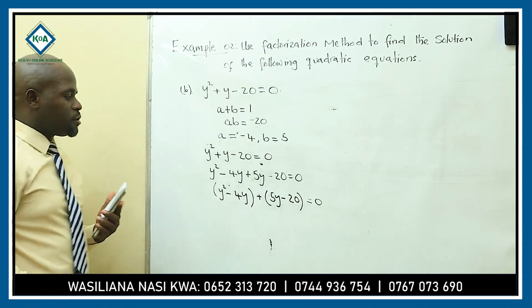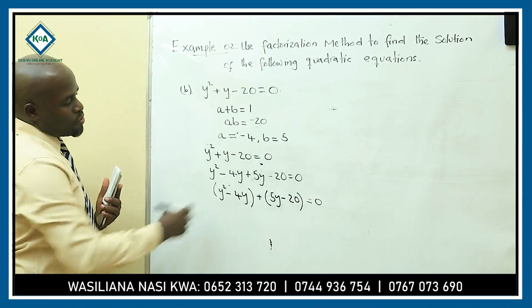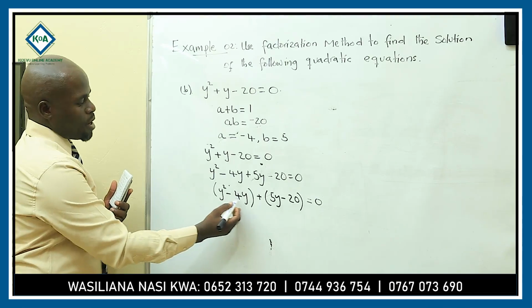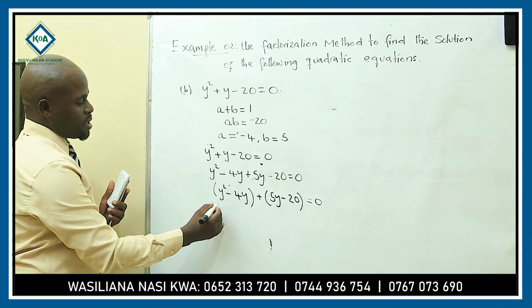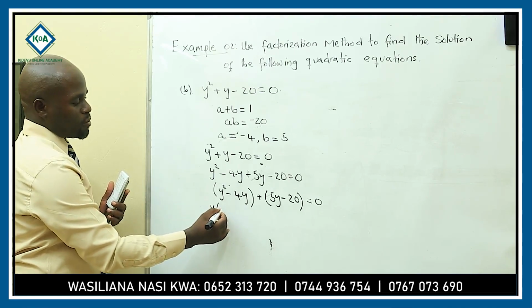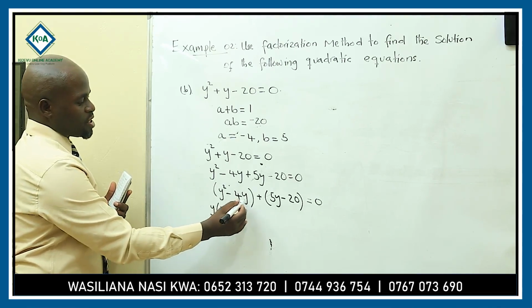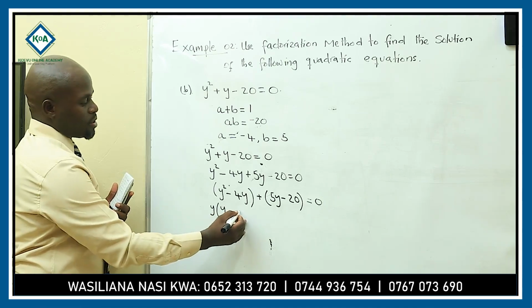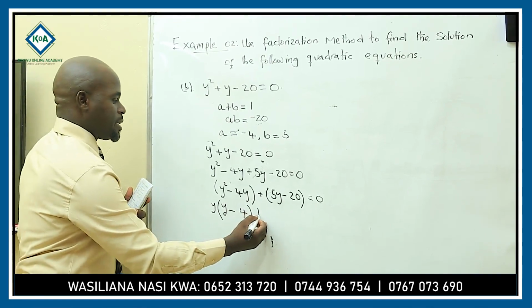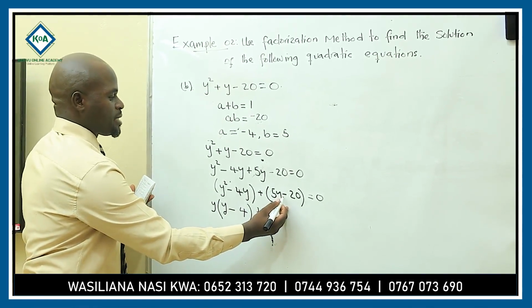So here we have two groups. Then after reaching this step, we have to take out the common factor. This is y squared minus 4y, so the common factor is y. If y is out, and here we have y squared, it means 1y is left here, minus 4y, but y is out, so here 4 will remain. Plus, this is 5y minus 20.